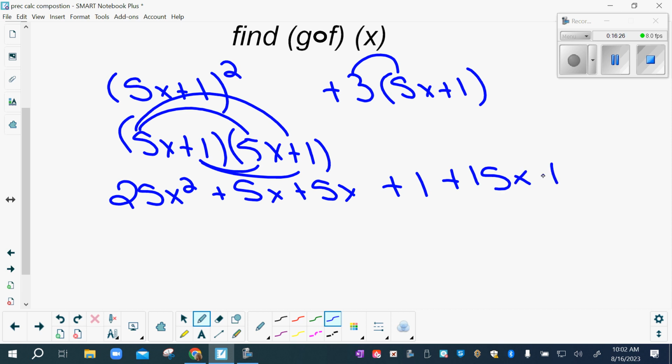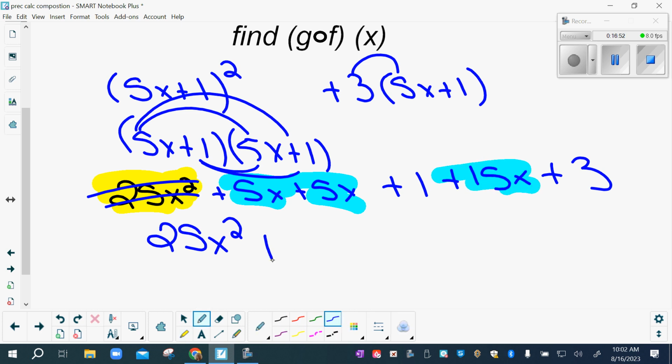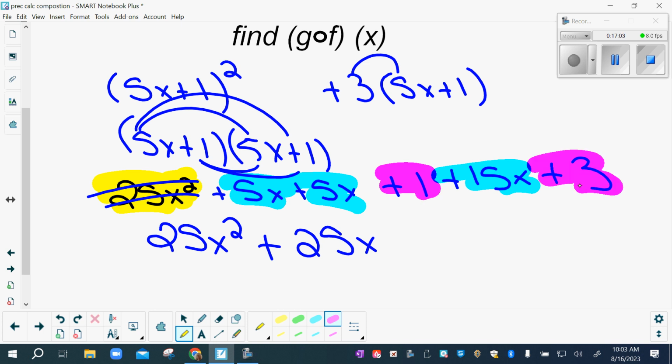15x plus 3. We're going to do some combining of like terms, right? Everything that's got the same last name. That's x squared. I got 25 of those, and there are no other x squareds. Now I'm going to count up all of my x's. That's called your linear term. There are 5 of them, and 5 of them, and 15 of them, so a total of 25. And then finally, the last thing I'm going to combine is just my constant numbers, 1 and 3. That makes 4.